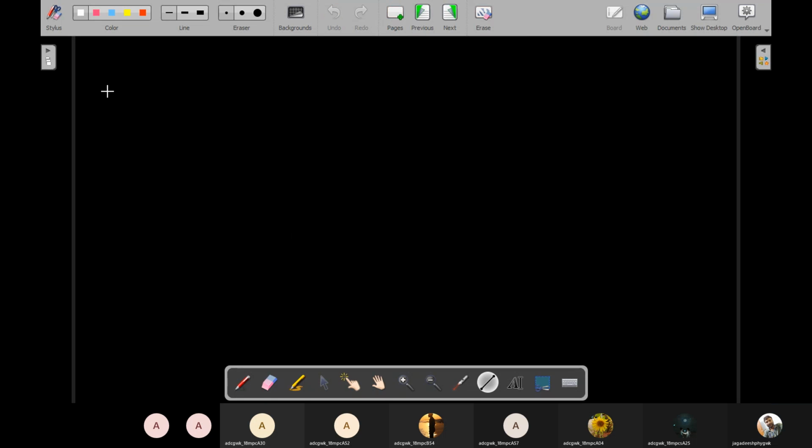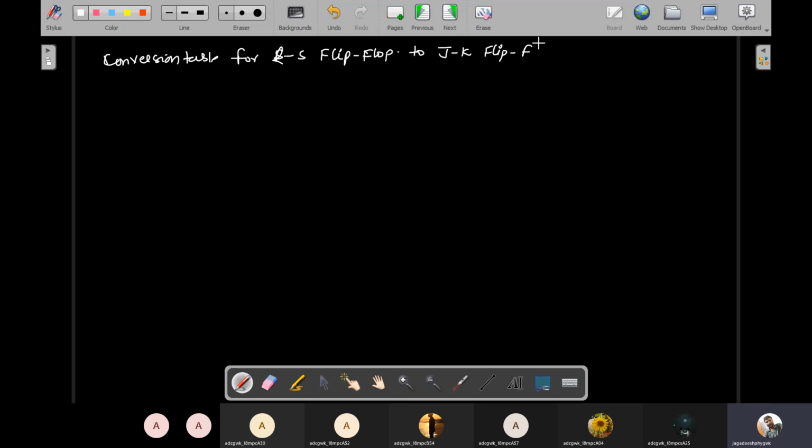So simply write: conversion table for RS flip-flop to JK flip-flop. Understand? Conversion table for RS flip-flop to JK flip-flop. Okay, so what is the actually required flip-flop?